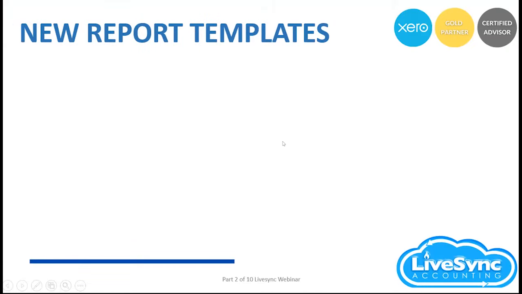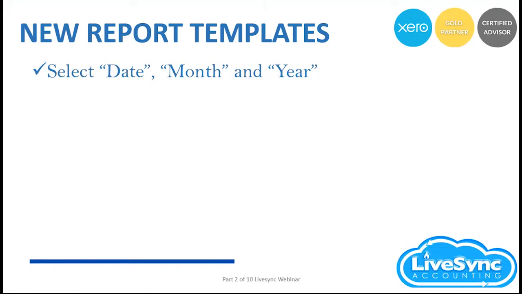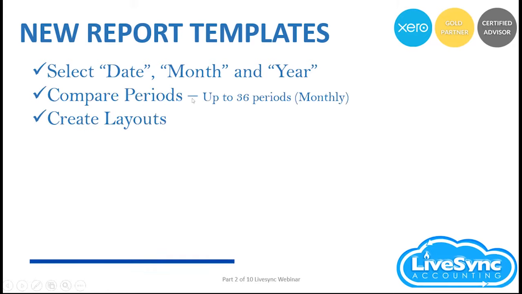Now, for the new report templates, it is flexible and you can easily improvise and it's easy to redesign. I will show you later. In the new report templates, you can have the ability to select the date. Earlier, I've shown you the old template where you have the ability only to select the month and the year. Next, you can compare periods up to 36 periods on a monthly basis. And the last option is the create reports, where all the magic and all the flexibility happens.